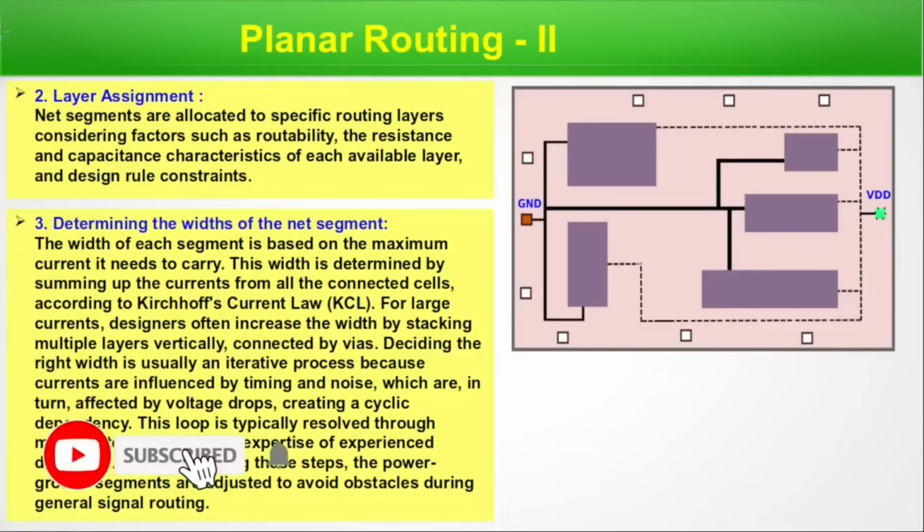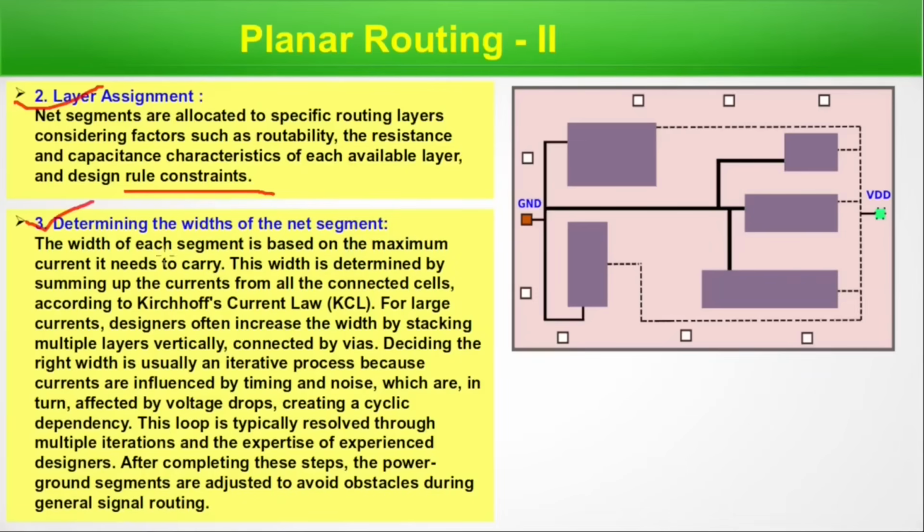Now, layer assignment. Net segments are allocated to specific routing layers considering factors such as routability, the resistance and capacitance characteristics of each available layer, and design rule constraints. How much current will go through that layer, those calculations and everything like resistance, capacitance, all values are calculated, and depending on that the layers are assigned.